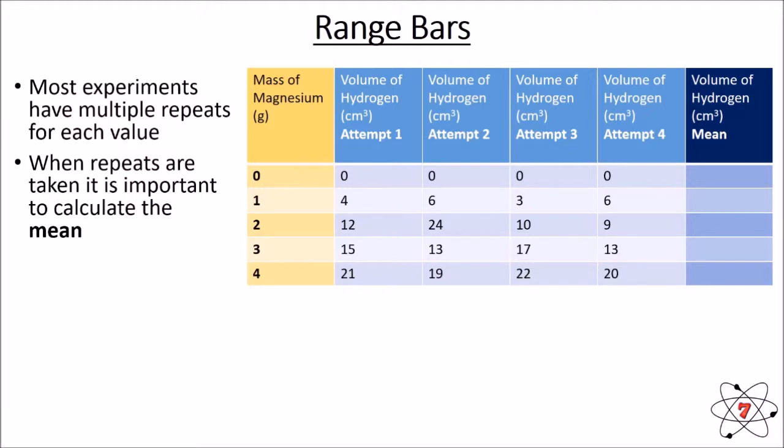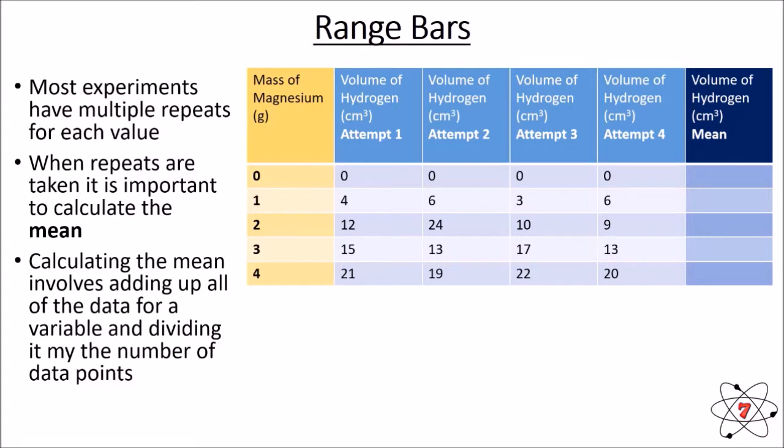So check that out. To calculate the mean, we add up all of the data for a single set, and we then divide it by the number of data points. So let's take the example of 0 grams of magnesium. We're going to collect all 4 repeats, and the data, and we're going to add them up and divide them by the number of repeats.